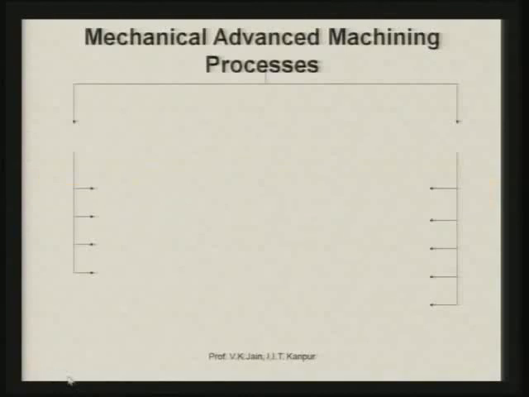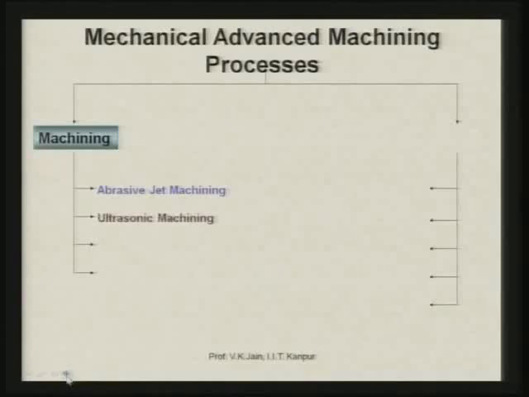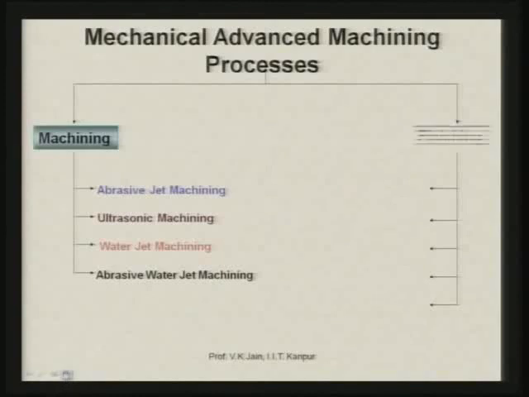Now, the mechanical type of advanced machining processes, as we discussed in the classification in the last lecture, is where we have abrasive jet machining, ultrasonic machining, water jet machining and abrasive water jet machining. These are the various types of machining processes which come in the category of mechanical type of advanced machining processes.